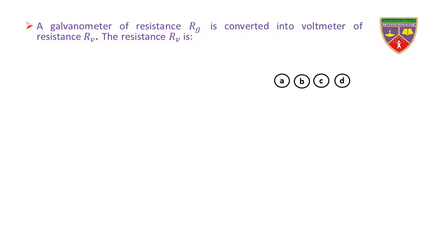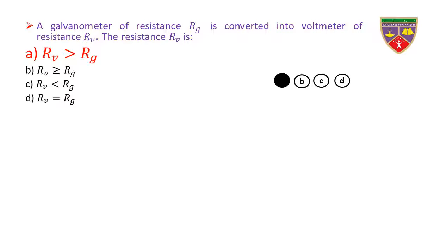A galvanometer of resistance Rg is converted into voltmeter of resistance Rb. The resistance Rb is option A Rb greater than Rg, option B Rb greater than or equal to Rg, option C Rb is less than Rg, option D Rb is equal to Rg. The key is Rb greater than Rg. Therefore, the correct option is A.